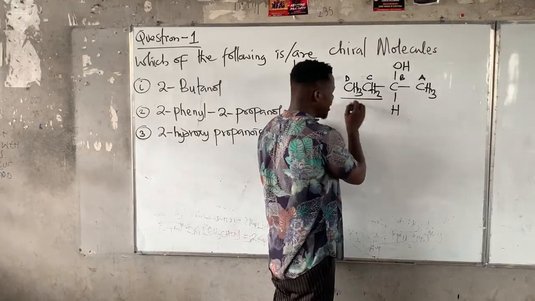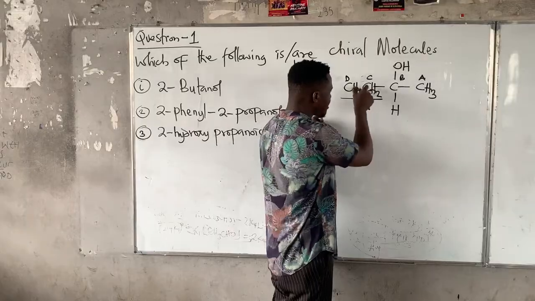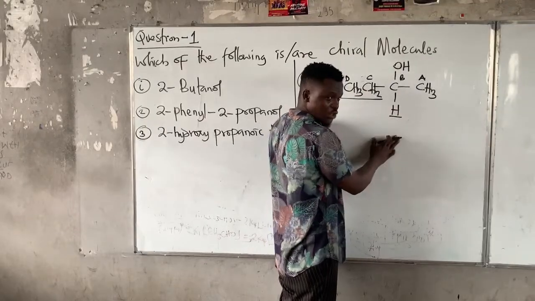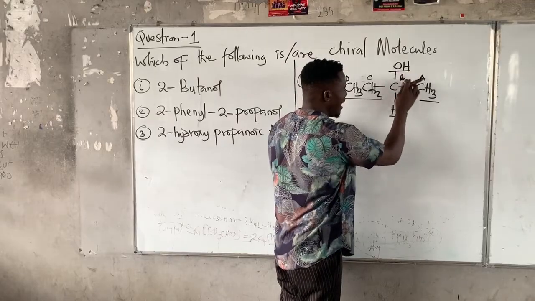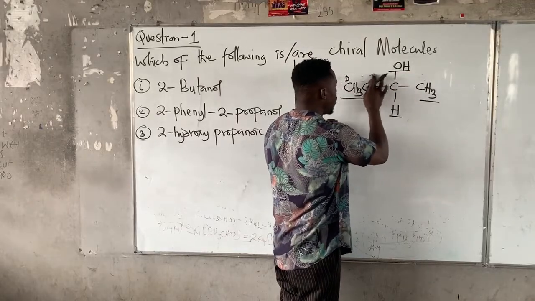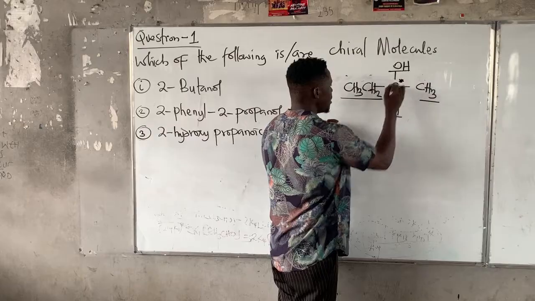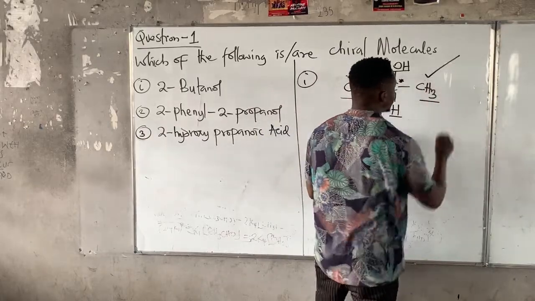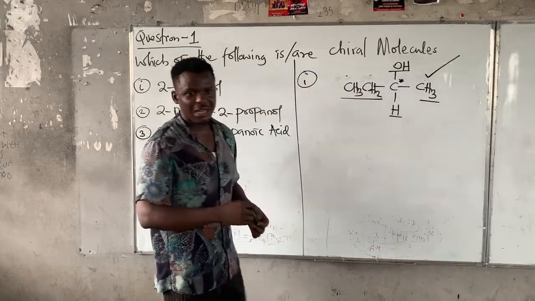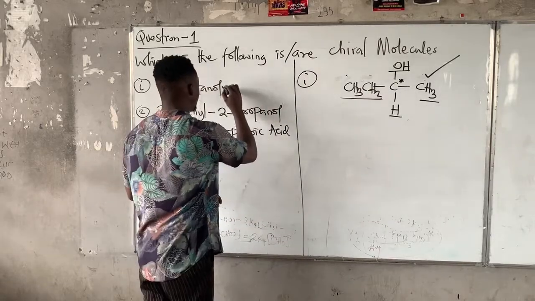However, look at carbon B. This as a whole is seen as one substituent, ethyl. Ethyl is different from hydrogen, right? Hydrogen is different from ethyl, and it's different from hydroxy. So realize that carbon B is a chiral carbon. Therefore, this compound is a chiral molecule. That's the first one.